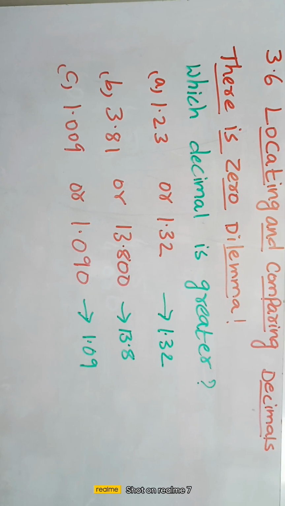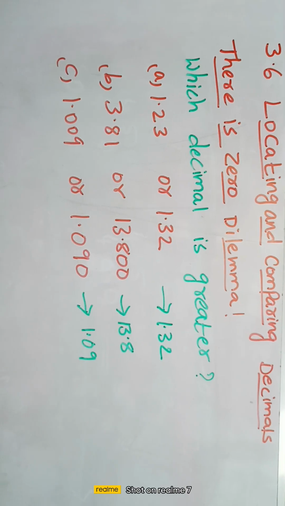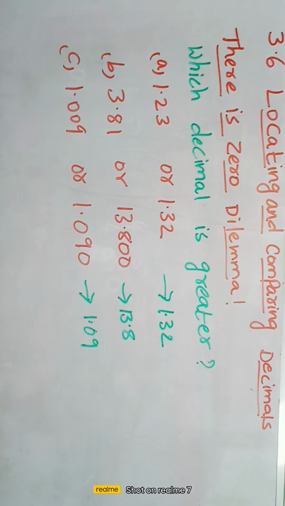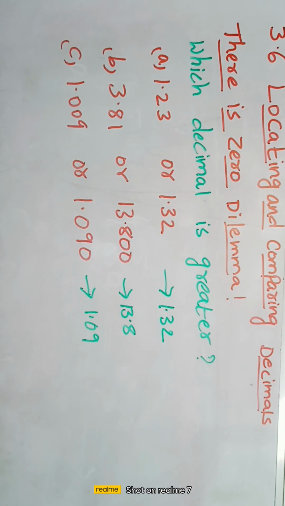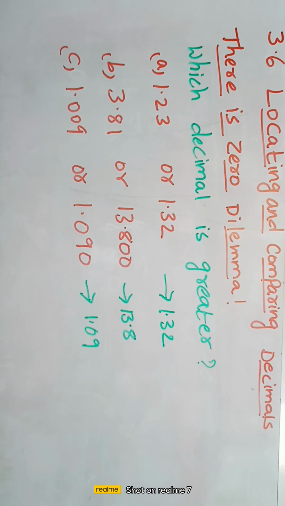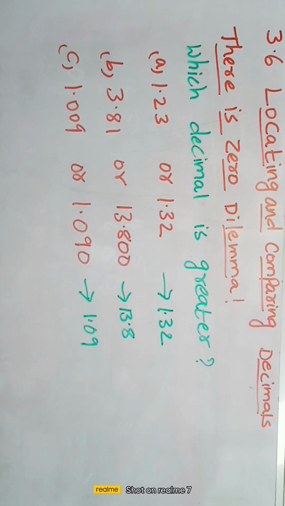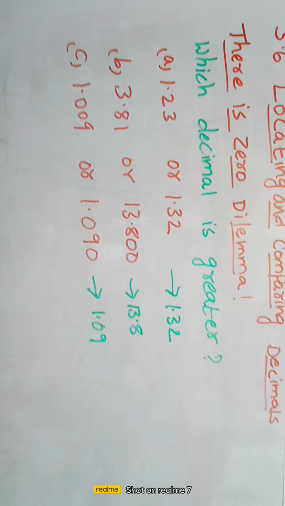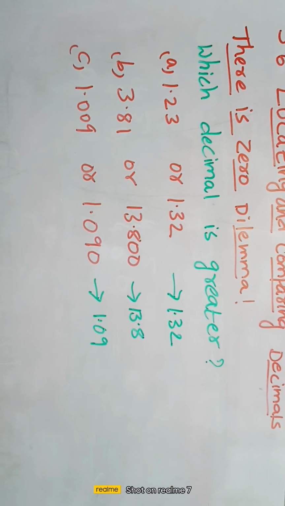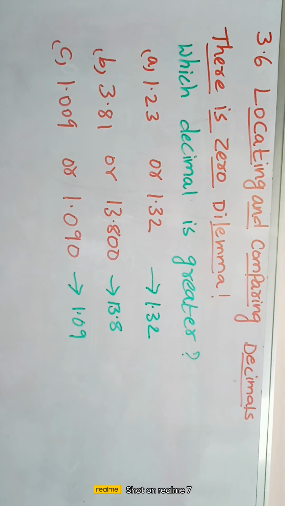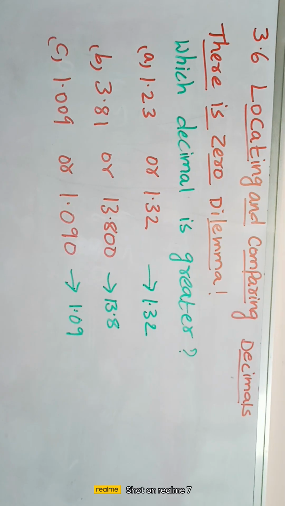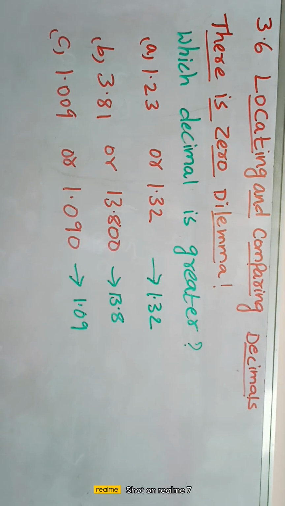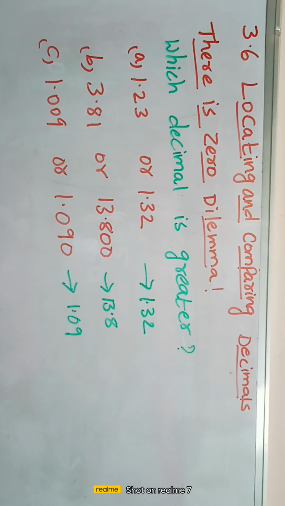Which decimal is greater, 1.23 or 1.32? Here 1.23 is smaller, and 1.32 is greater. After the decimal, 2 is smaller and 3 is bigger. Here 3.81 and 13.8: obviously 13.8 is greater, so 13.800. Next, 1.009 and 1.090. Here the 1 is the same, the 0 is the same. But after the decimal, 0 came in one and 9 came in the other. So 1.090 is greater.